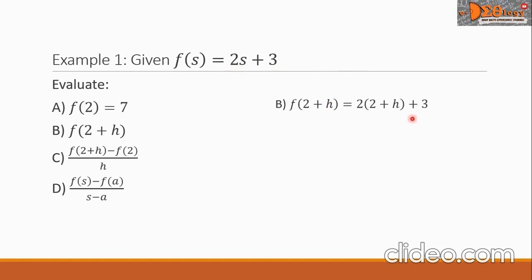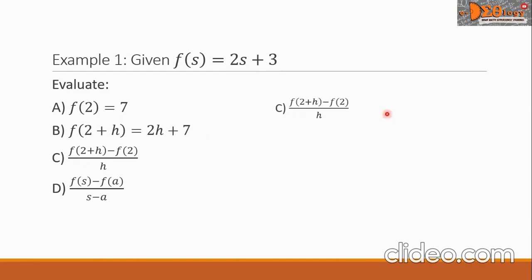Simplifying this, we have now 2 times 2 will be 4, and 2 times h is 2h, then plus 3. We will now add together 4 and 3. It becomes 7. So our final answer here is 2h plus 7. Then we simply copy this answer in here. Then let's go to letter C.